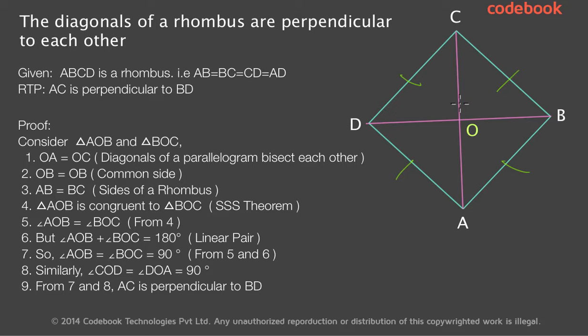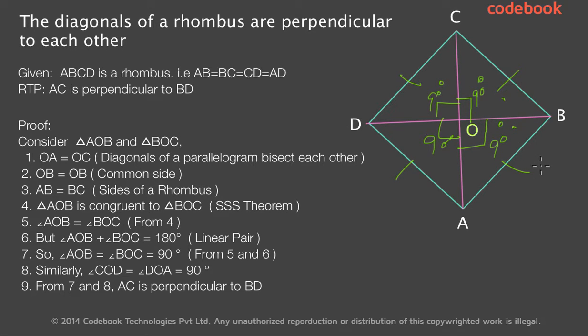So basically we have to prove that angle COD is equal to angle COB is equal to angle AOD is equal to angle AOB, and all four are 90 degrees. That is what we need to prove. So let's try to prove this. So consider triangles AOB and BOC. So these two are the triangles that we are going to consider.